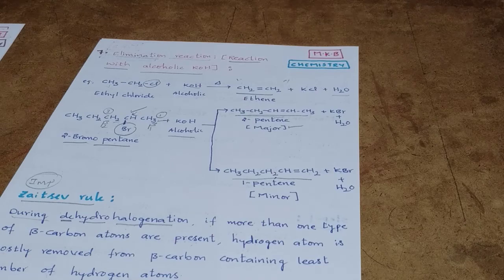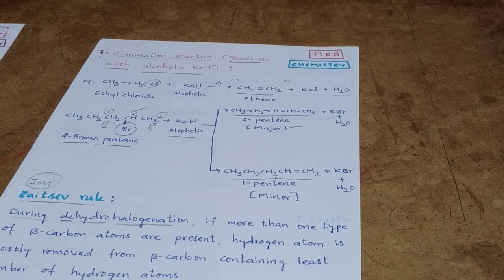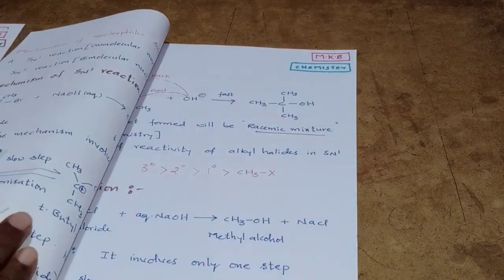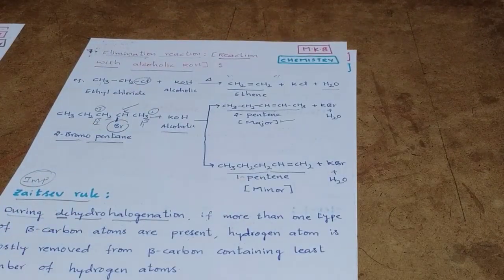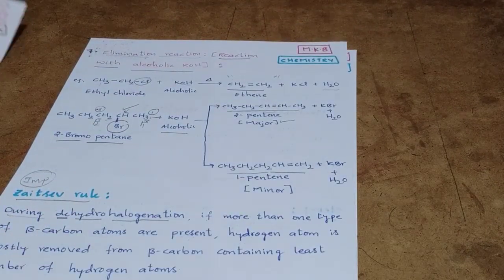That means I have to attach these two alkyl groups. See here, these R and R dash may be similar or they may be different. If they are similar, like CH3Br, CH3Br, and I join these two alkyl groups, I will get ethane. So this is called Wurtz reaction. So this completes the chemical properties of alkyl halides.